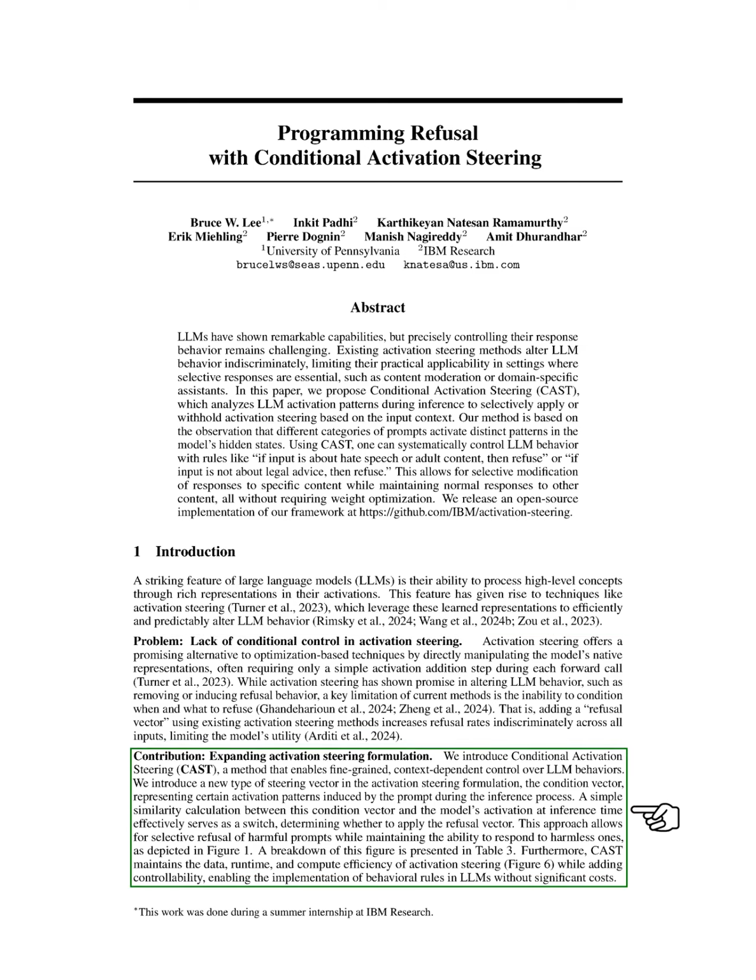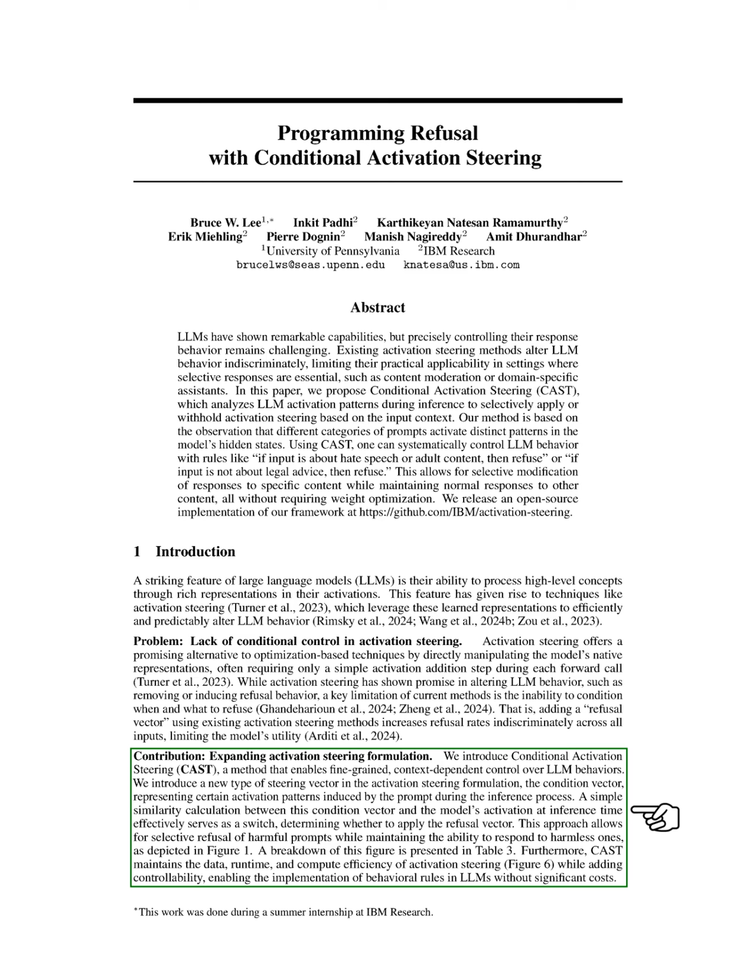To address this, we introduce Conditional Activation Steering, CAST, which provides more precise control over LLM behaviors based on context. We propose a new steering vector called the condition vector, which reflects specific activation patterns triggered by the prompt during inference. By comparing this condition vector with the model's activations, we can decide when to apply the refusal vector, enabling us to selectively refuse harmful prompts while still responding to safe ones.